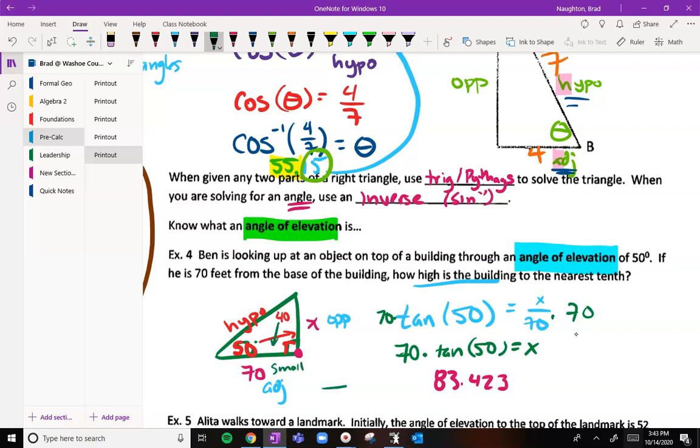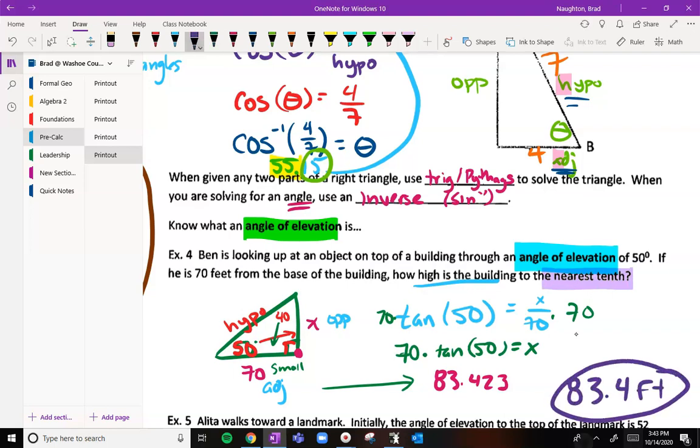So let's look at our answer. Is that the smallest? No. The 70 is the smallest. So your answer probably is right. It probably makes sense. You're probably good to go. And since they tell you how they want you to round, boom, 83.4 feet, and you're done.